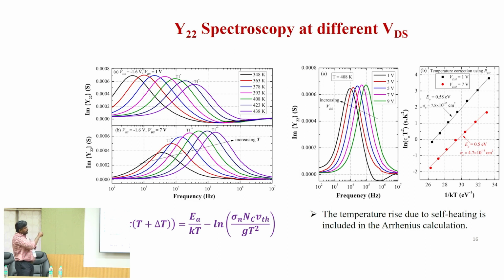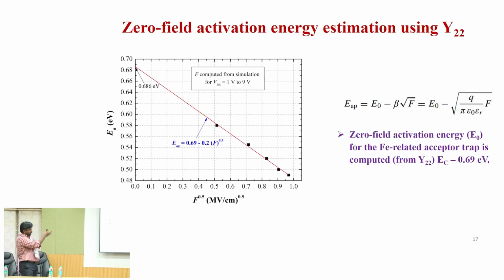So first we are calculating this activation energy. We have made the correction factor delta T. Then for two combinations the Arrhenius plot is shown, but actually it is repeated for all the 4 or 5 different drain voltages. So you can see your activation energy is varying with the drain voltage.